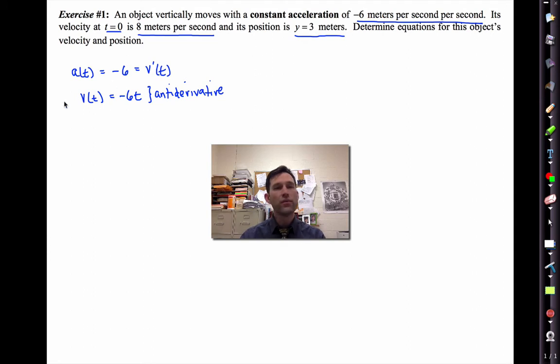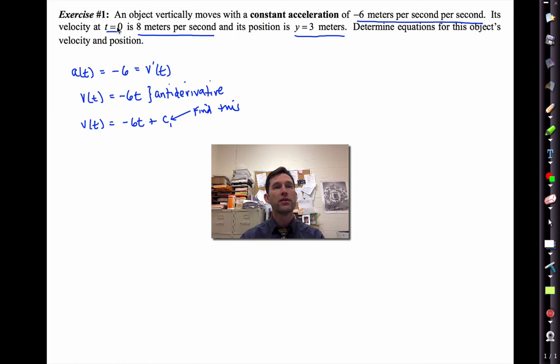So what we do is we don't say that it's -6t. What we do is we say that it's -6t plus a constant. I'm going to call it C1 because there's going to be another constant that's going to come up in this problem. And then we have to solve for this. We have to figure this out.